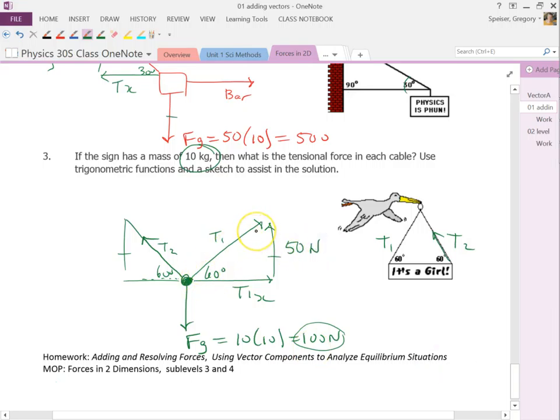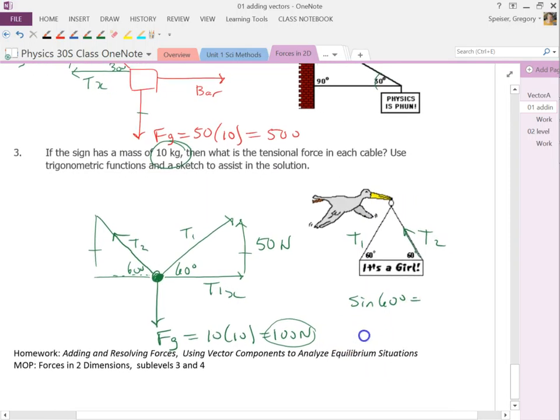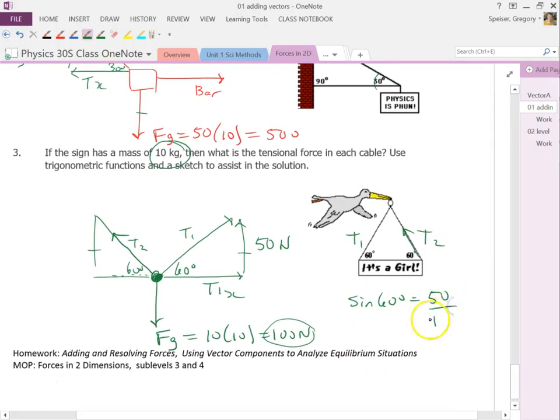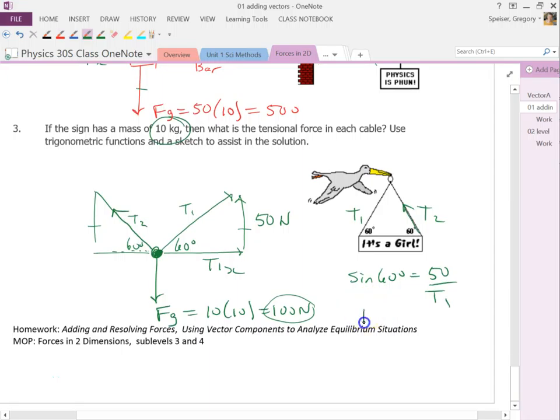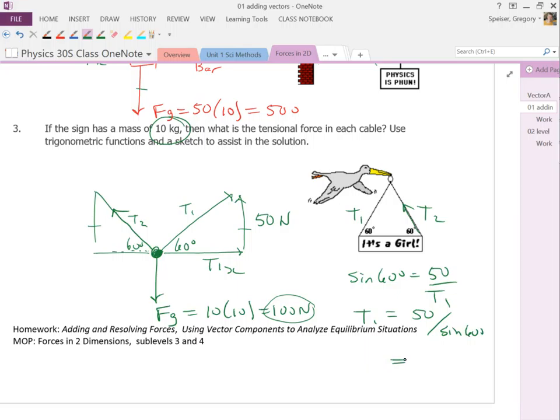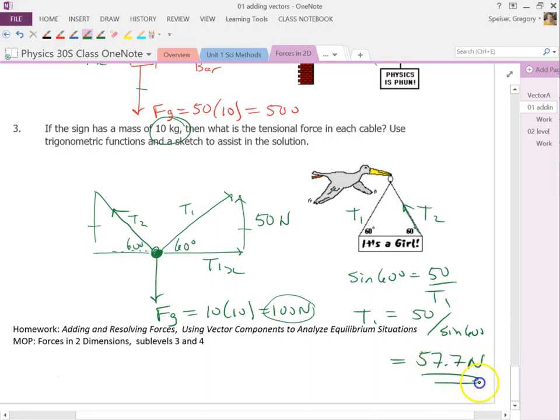And we want to solve for the hypotenuse, so we'll say that the sine of 60 degrees is going to be equal to the opposite, 50, over T1. So solving for T1, I get T1 is equal to 50 divided by the sine of 60 degrees, which I have to figure out here. 50 divided by the sine of 60 is going to be 57.7 newtons.